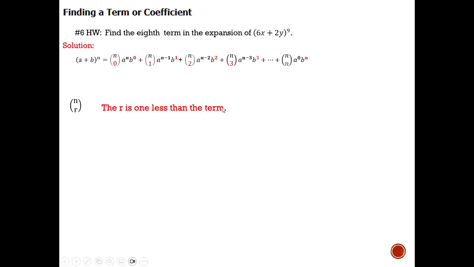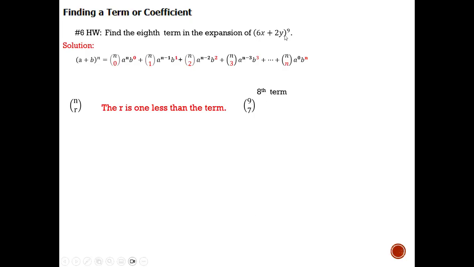Let's do another one. Find the 8th term of the expansion. Again, here's my formula, but I need to figure out which numbers I plug in just to find the 8th term. Remember, r is 1 less than the term that I want. n is always the power of the binomial. So in my case, n is going to be 9. And I want the 8th term, so r is going to end up being 7, for the 8th term.